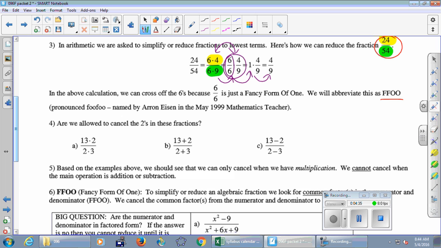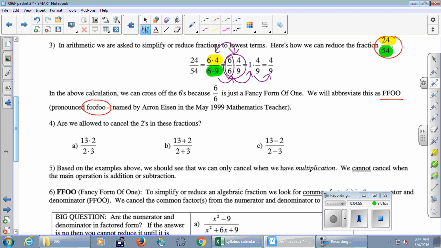So we're going to use this acronym FFOO, fancy form of 1. That's hard to pronounce in its current form, so we're going to cheat a little bit. And we will call it a foo-foo, fancy form of 1, okay? All right, so let's take a look at number 4. Are we allowed to cancel the 2's in this first fraction?